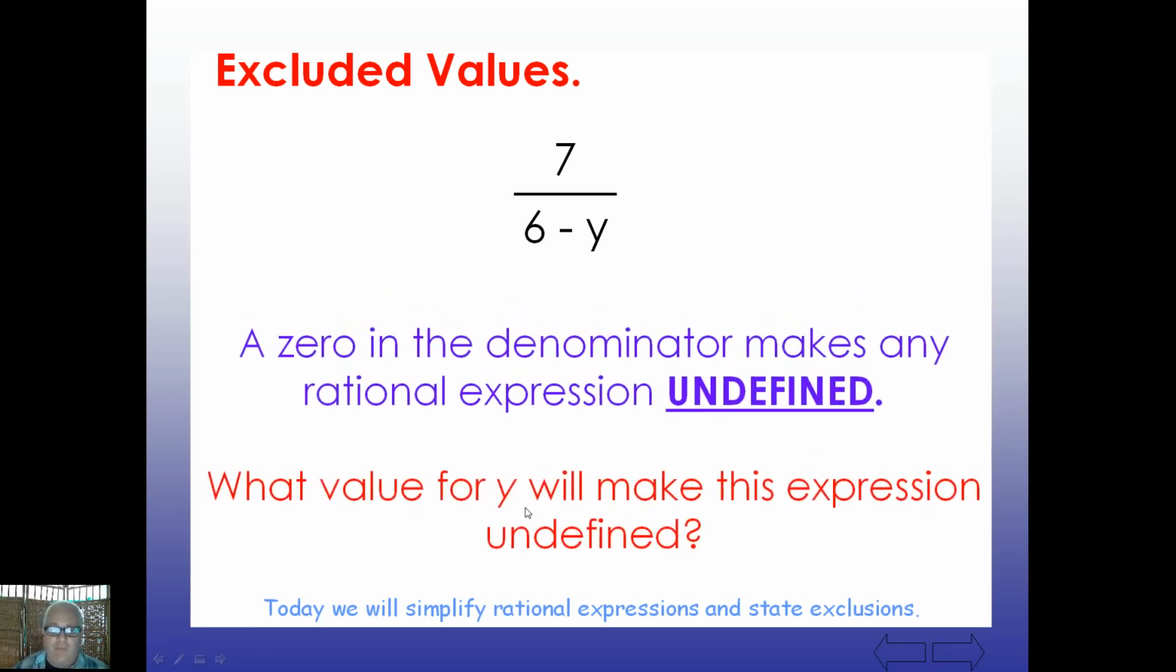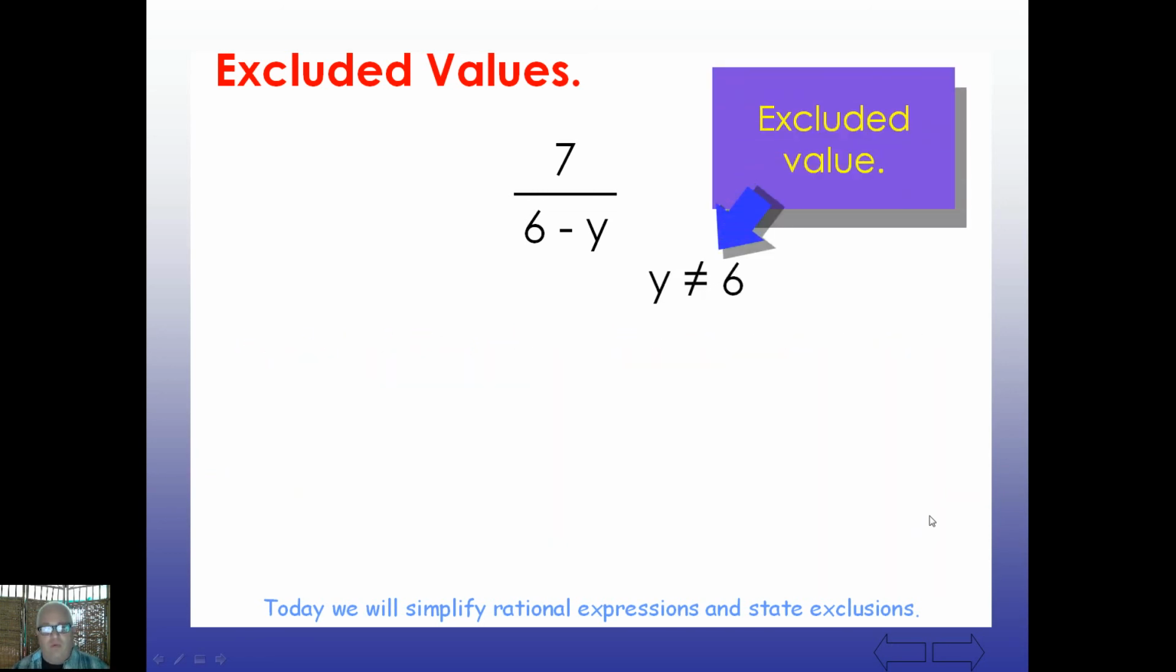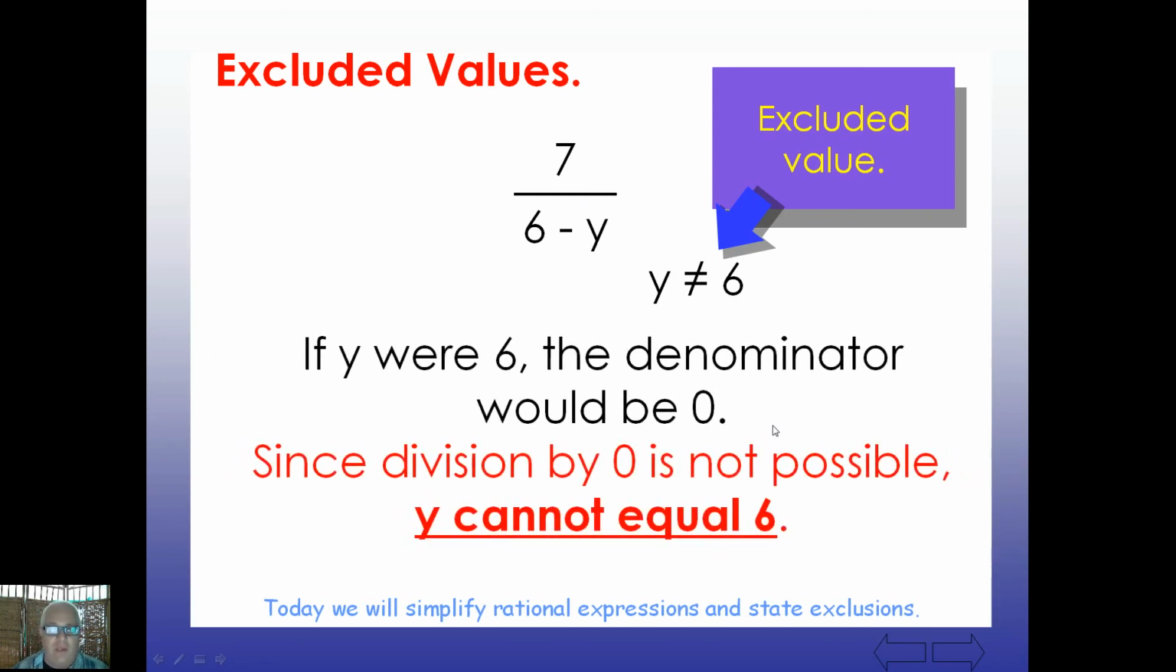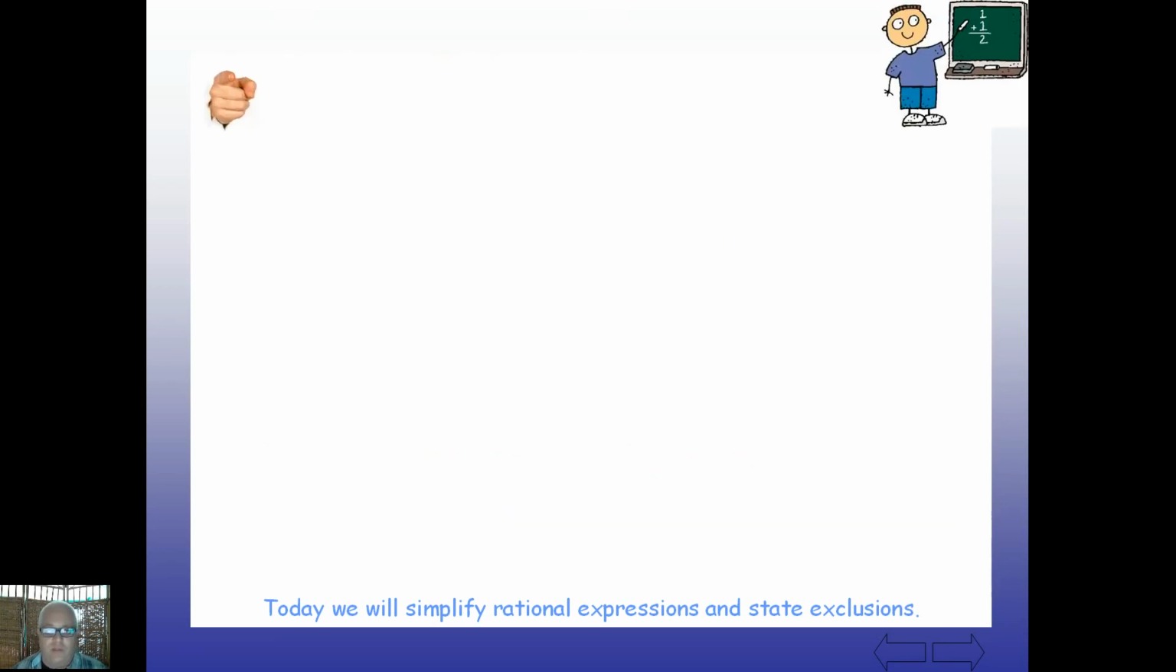Well, in this case, what we have to talk about is something that's called undefined, where we don't want to make the expression undefined. So what value for y will make the expression undefined? So of course we can't allow y to be 6, because 6 minus 6 is what number? 0. There we'd end up with 7 over 0. So we're going to talk here about not allowing something in the denominator to allow the expression to come up with an answer of 0. So if y were 6, the denominator would be 0. Since division by 0 is not possible, y cannot equal 6. It can be anything else, just not 6.